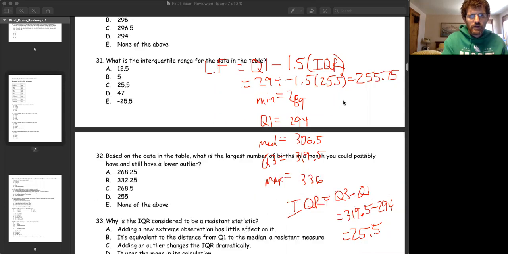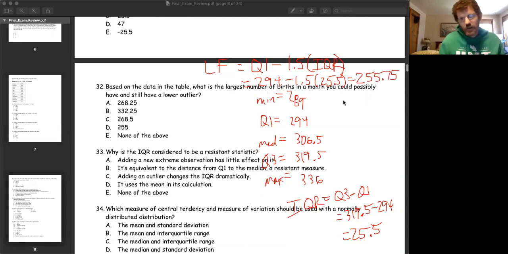So now we can look at what is the largest number of births in a month you could possibly have and still call it a lower outlier. Well, 255.75 is the fence. So 255 is just outside of it. It is a lower outlier. Okay, so had to do quite a bit of work for that one, but the calculator did most of it, just a little bit time consuming.